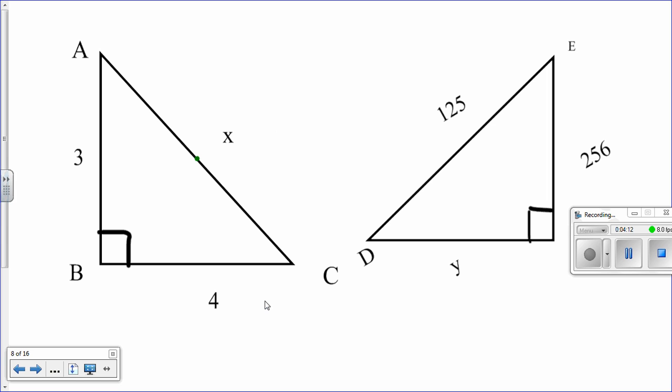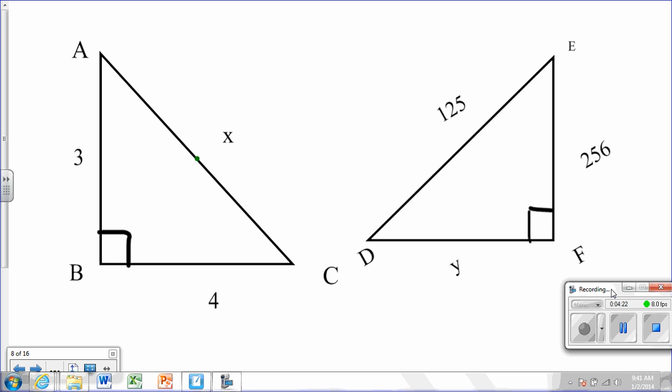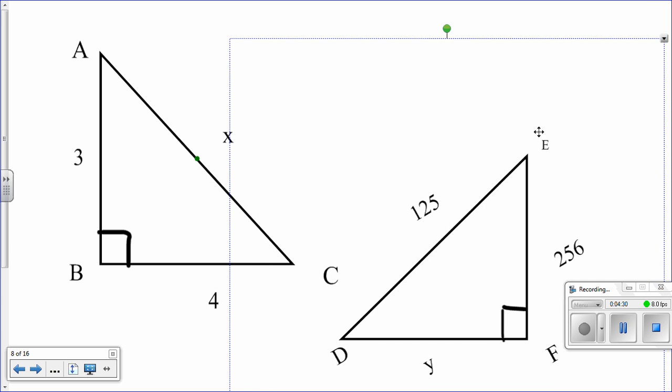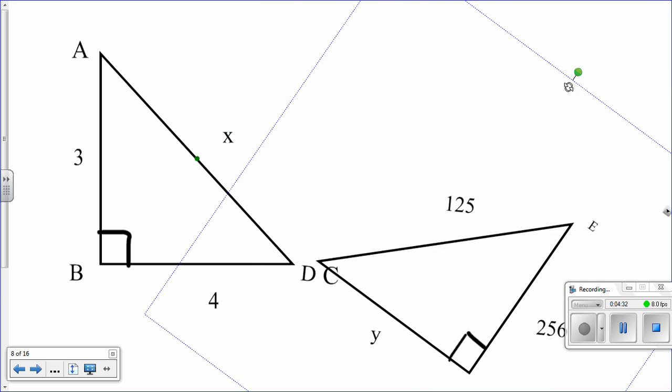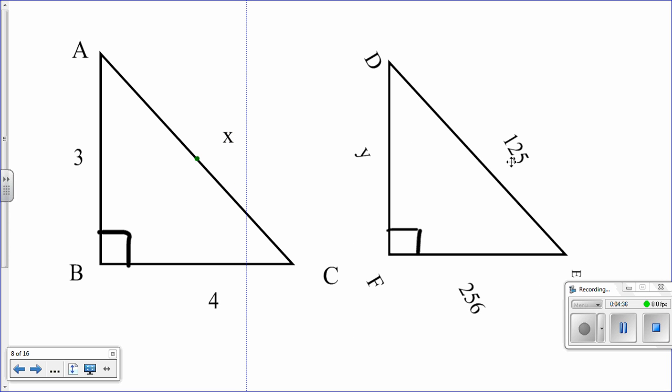Here's another one, and you need to be a little bit more careful on this one. The right angle here is B. The right angle over here is F. So when you're setting this up, you actually need to take this triangle, well, let's see if I can find it, and spin it. That way all your sides correspond.